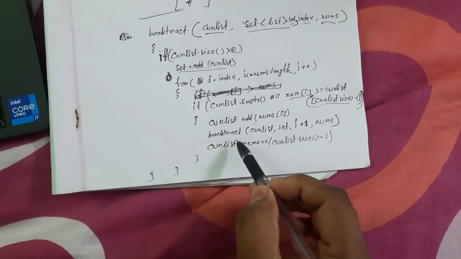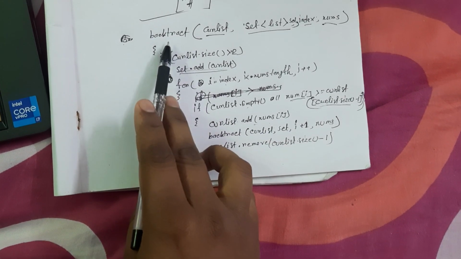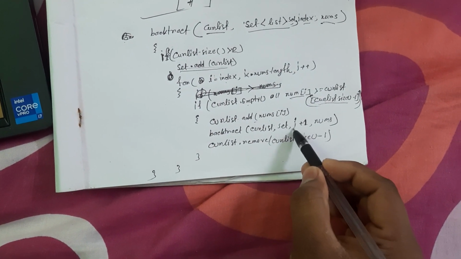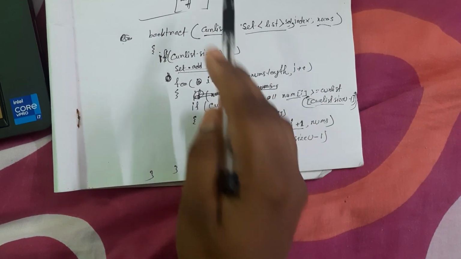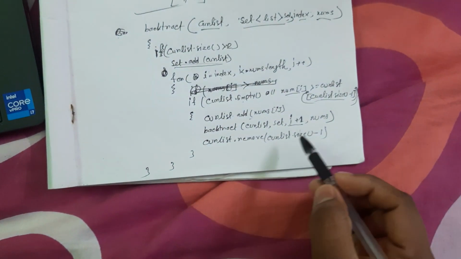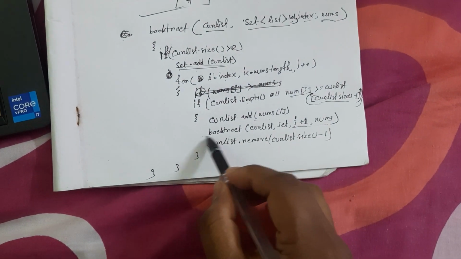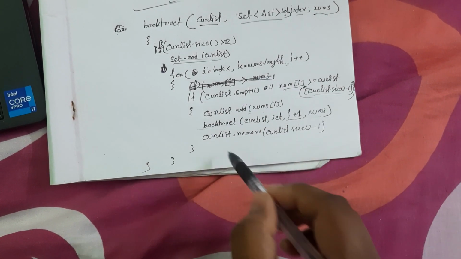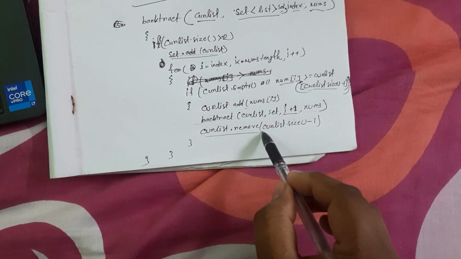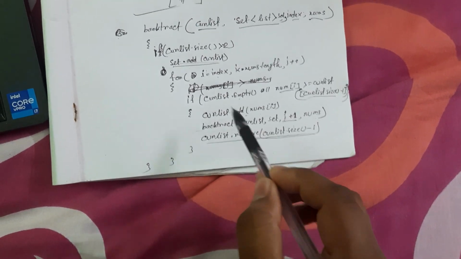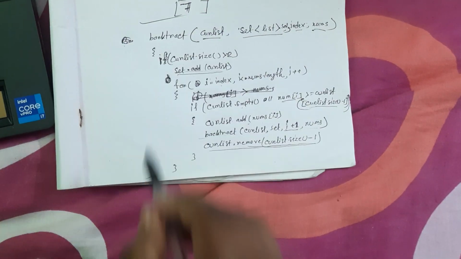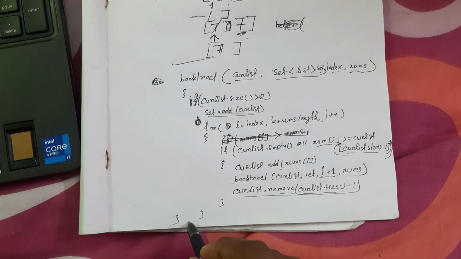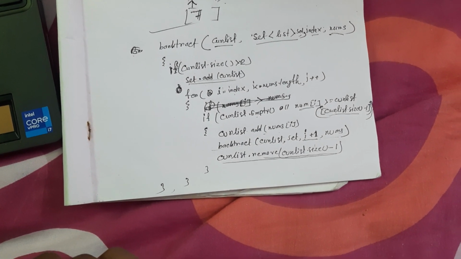Then we call the backtrack function again with the index incremented. After calling the function we need to backtrack again. For backtracking, I will remove the previously inserted element, like we did here when we saw the example. And that's everything, I guess.